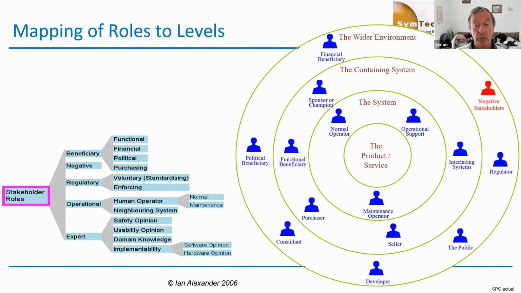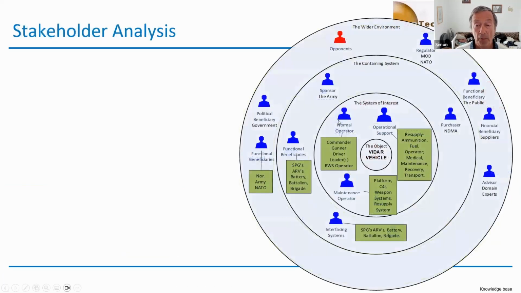What are the ones that we have for this self-propelled gun? Well, the normal operators we found out were a commander, gunner, driver, loader, and a remote weapon system operator. There are various others as well. These are the main highlight ones. We have operational support, we have maintenance operators, and the various subsystems that they support.